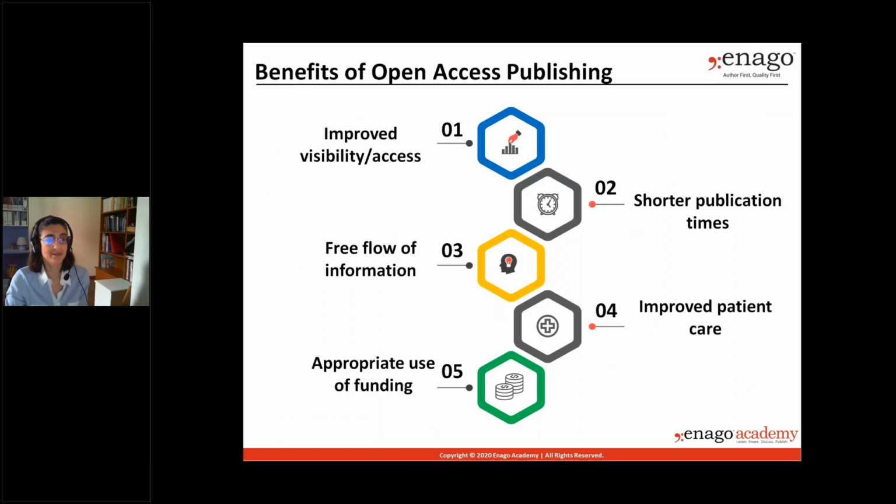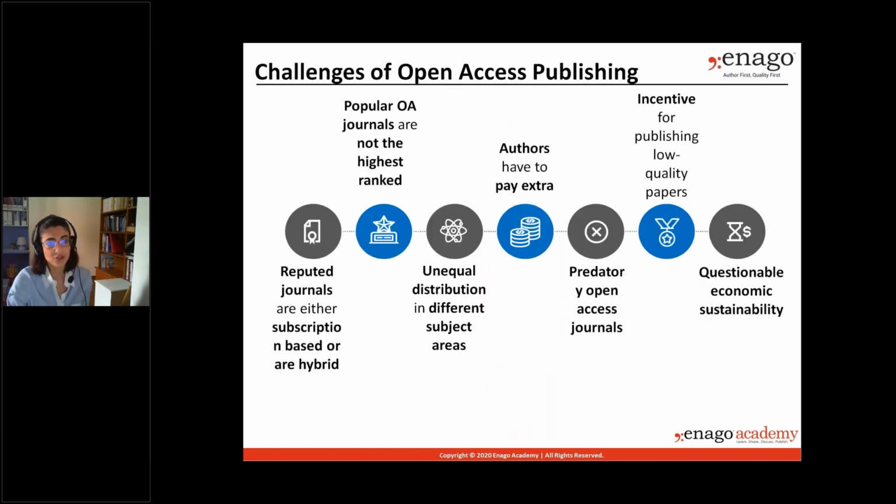The benefits of open access publishing, however, are very important. Improved visibility and access, shorter publication times, free flow of information, improved patient care because the scientific discoveries, the scientific observations, the cutting edge developments are available for the clinicians to read, learn, and apply in their clinical practice. And of course, ensures appropriate use of funding because you are making the most of the funds that are available for research. Challenges of open access publishing, there's always this side as well.